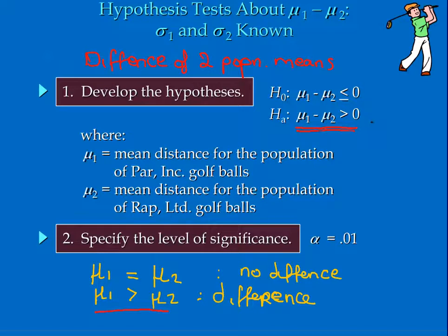So this is the alternative hypothesis here, and it's greater than 0. Now the null hypothesis is the opposite statement to the alternative hypothesis. So if this is greater than 0, the null hypothesis expresses less than or equal to 0. So in this case, it does not exceed 0, is how we might express that. Now, mu1 is the mean distance for the population for Par, and mu2 is the mean distance for the population of Wrap golf balls.